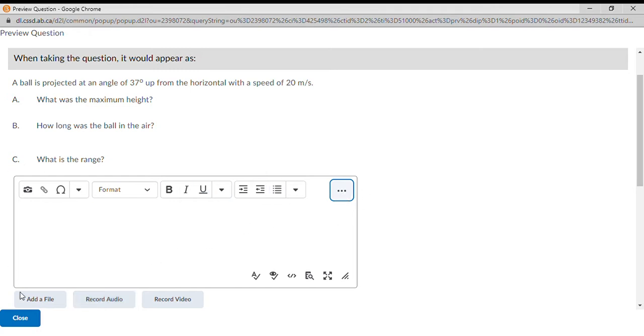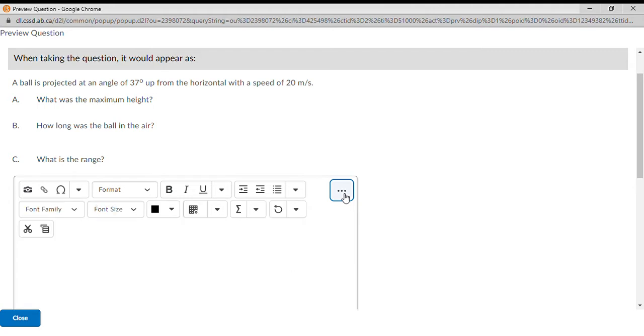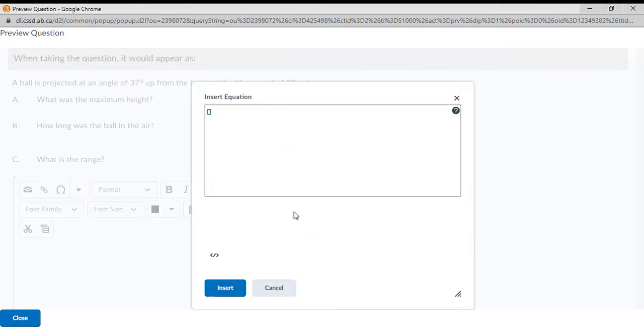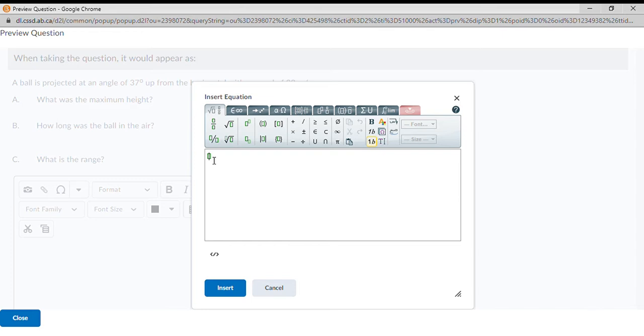As you see here on the question, you have this box with several options to choose from. The one that we are interested in is this one with three little dots. If you click on it, you will see more options. The one that is of interest is the sum sign. If you click on it, you will see something like this. And in this case, you will use different features here.